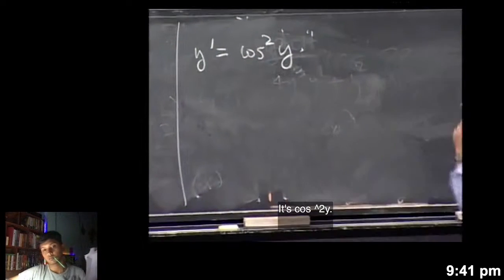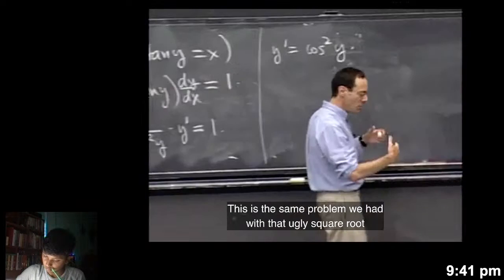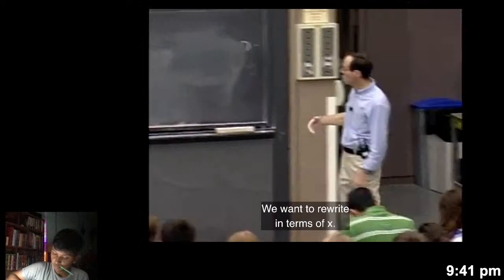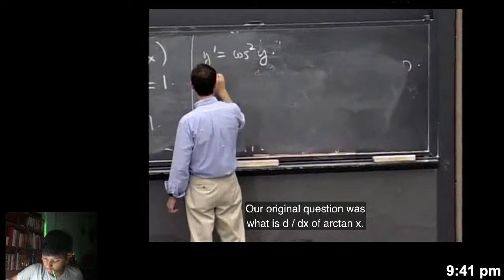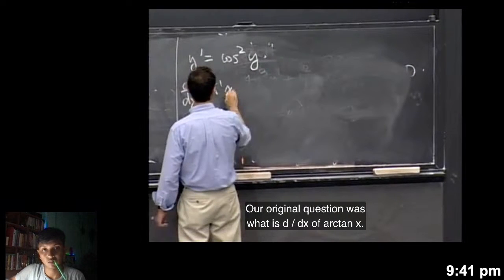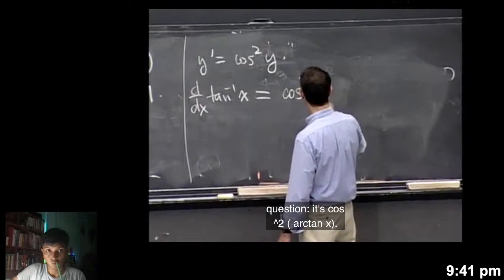Unfortunately, this is not the form that we ever want to leave these things in. Again, this is the same problem we had with that ugly square root expression or with any of the others. We want to rewrite it in terms of x. Our original question was, what is d by dx of tan inverse of x? So far, we have the following answer to that question. It's cosine squared of tan inverse x. Now, this is a correct answer, but way too complicated.